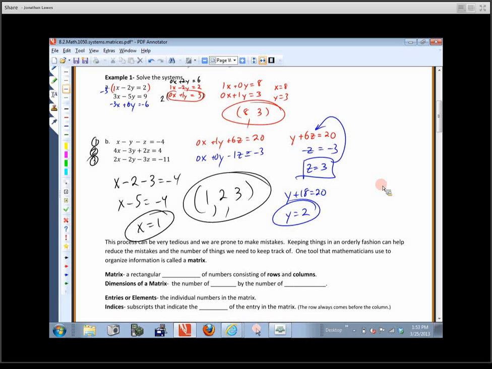Okay, and it's called a matrix. So this section and the next couple sections, we're going to learn about matrices.